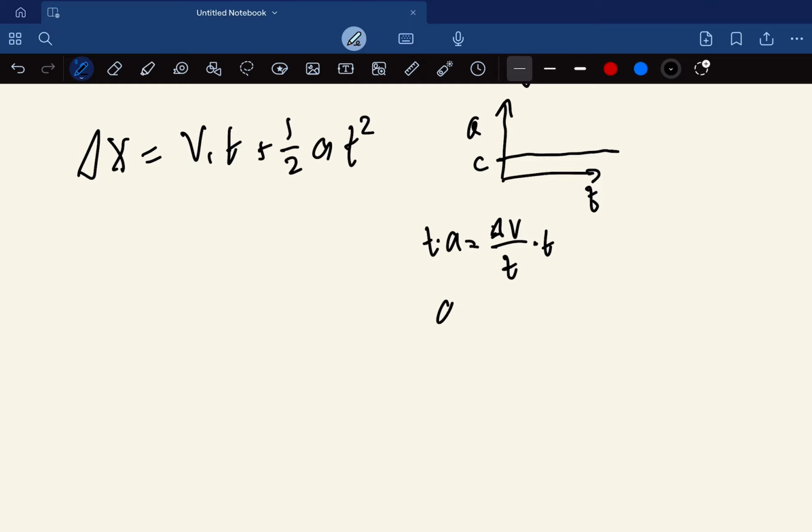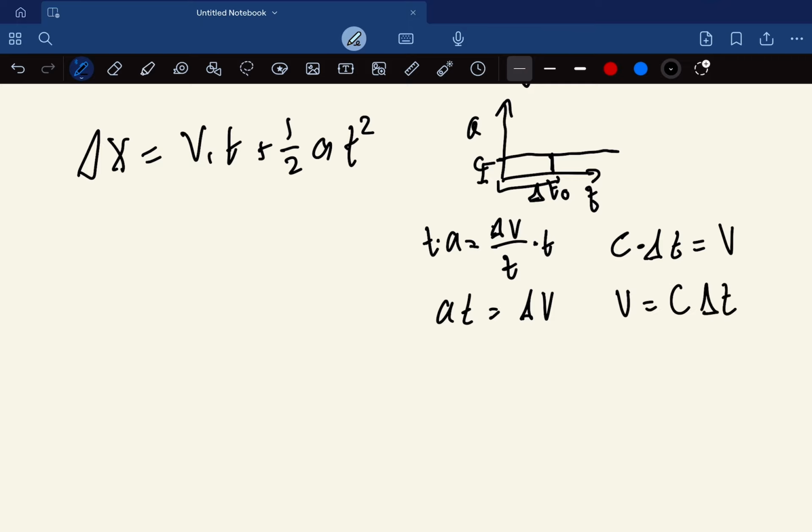And we get a times delta t equals delta v. So by multiplying, aka looking at the area under the graph from point t0 of this graph, we get c times delta t, so we'll just call this delta t, equals velocity. So v equals c delta t.